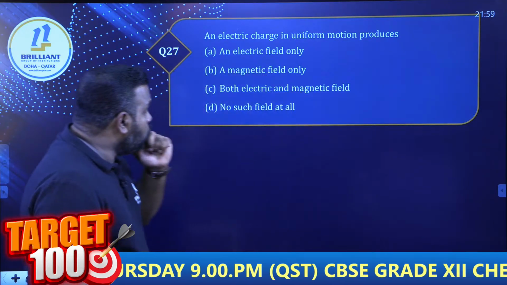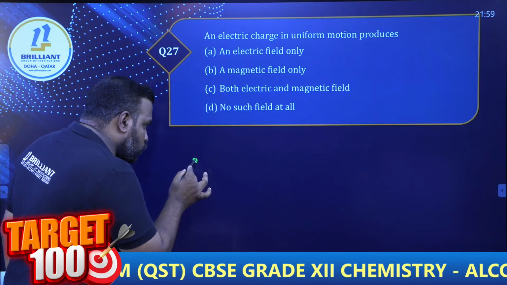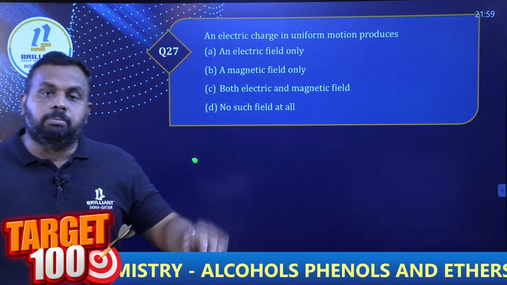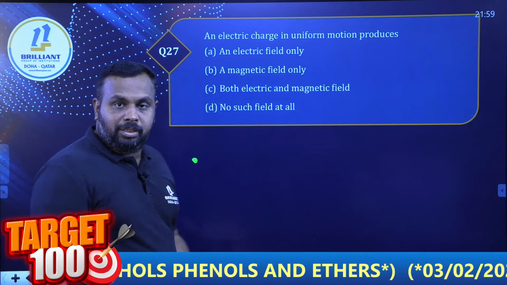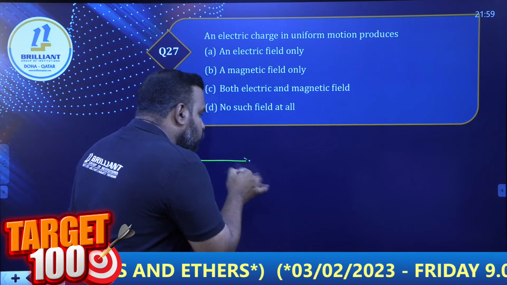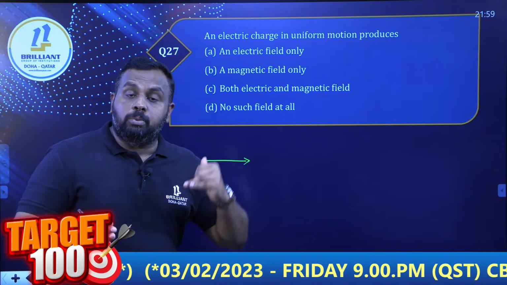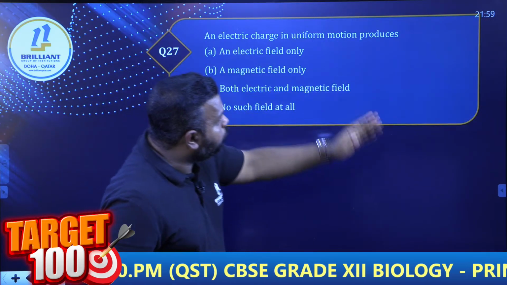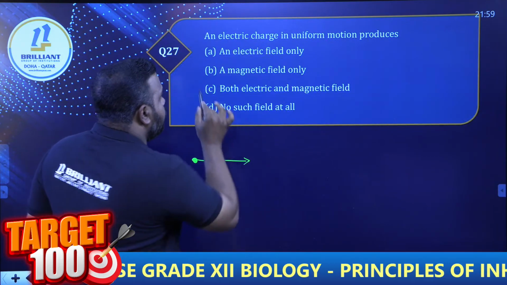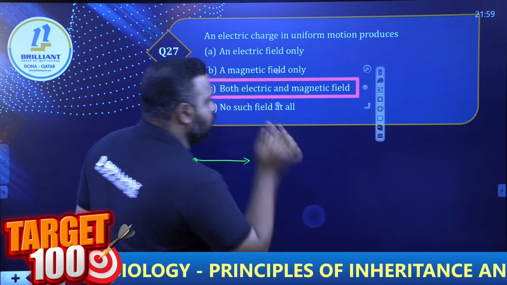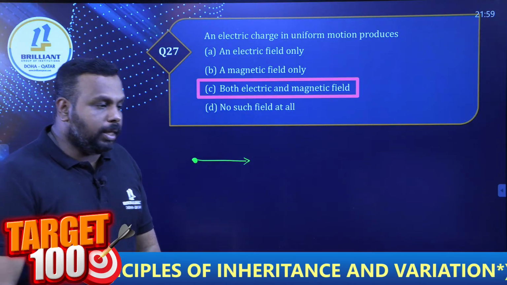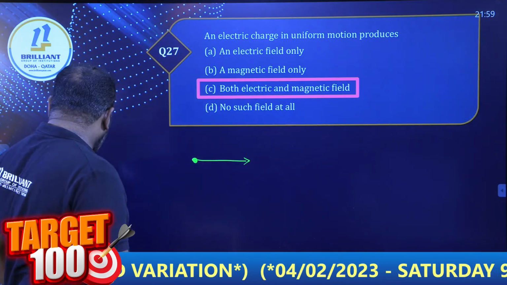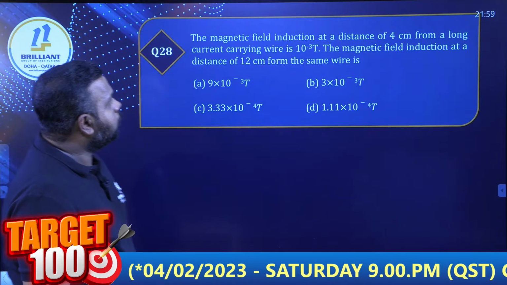Yeah. So you know that a charge at rest will produce only what? Electric field. But a moving charge can produce a magnetic field. So a moving charge will produce an electric field anyway, and it can produce a magnetic field also, which means an electric charge in uniform motion produces both electric and magnetic field. Yes, very good. Right answer. Going to question number 28 now.